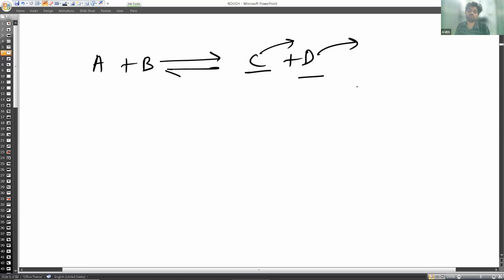But if you don't remove them, and you add more C and D, the reaction will move backward. Yes, you understood this one. This is a very simple concept, na? Yes. Okay. So let you do this one.